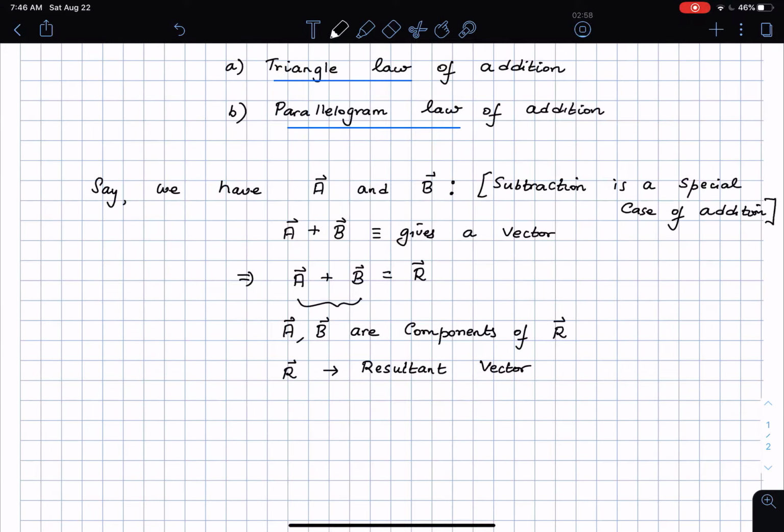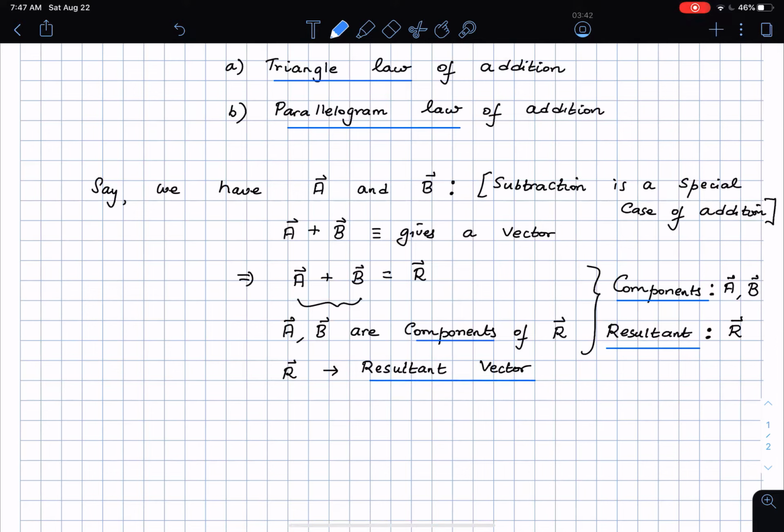So the two important words that you come across here are the components, which are vectors A and B, and then the resultant, which is vector R, or you can say A plus B is equal to C. This is the component and this is the resultant. Now the idea is, I have two vectors, vector A and vector B. I draw them up. How do I add them pictorially? And here is typically how we do it. So these are components of vector R, and R is called the resultant vector.